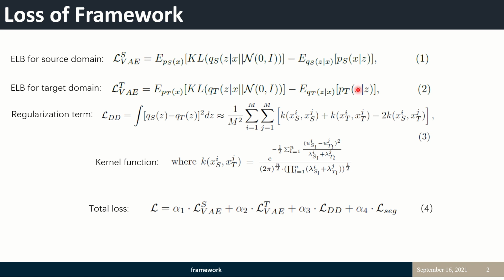In order to align the two domains in the latent feature space, we introduce their L2 distance as the measurement of their distribution discrepancy. The distance can be formulated in equation 3, and its kernel function is presented in this formula, which is similar to a Gaussian kernel. Adding the segmentation loss, we have the total loss function as equation 4.